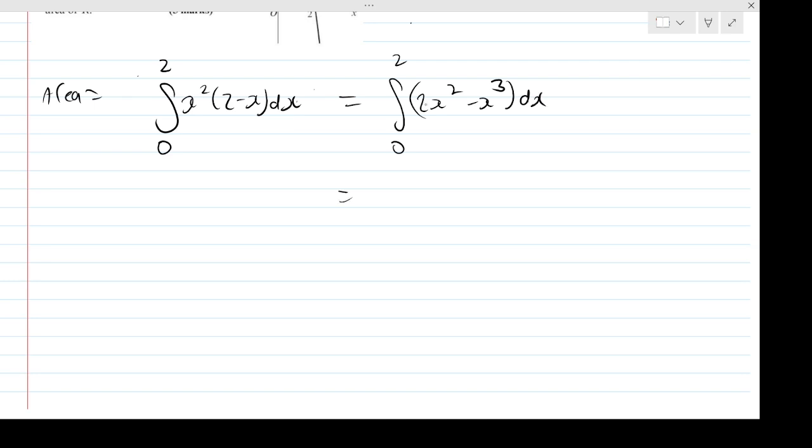So we do this integral, where 2x squared, firstly, that would go to 2x, then we add 1 to the power to get cubed, then we divide by 3. And then minus x cubed, well, that would go to minus x to the 4, because 3 add 1 is 4. Then we divide by 4.